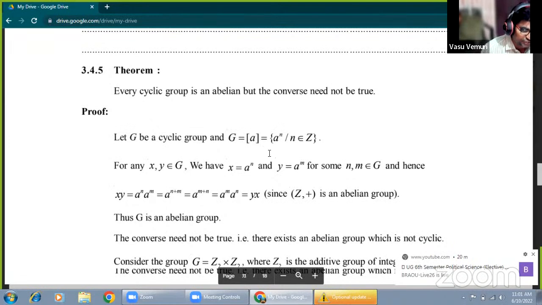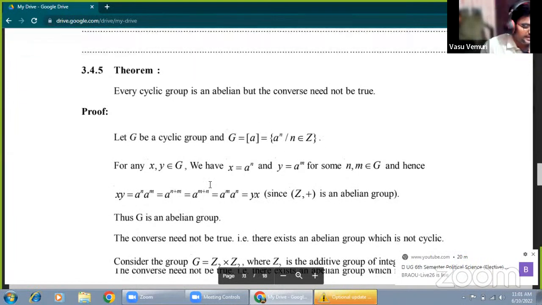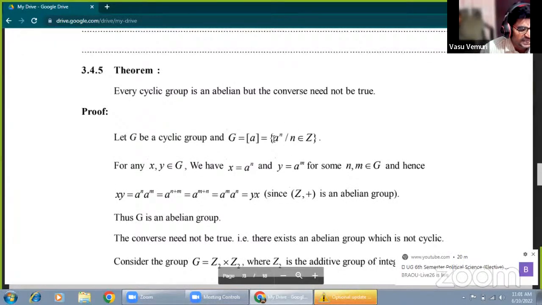Now in set notation as a power n, because here multiplication is the composition. The set of a power n means n being an integer. Suppose x, and there are so many elements. Now this set can also be written as the set of a power 0, a power 1, a square, a cube. a power 0 means 1, that is also represented as the identity here. Okay, 1, a power 1, a square, a cube, and so on.